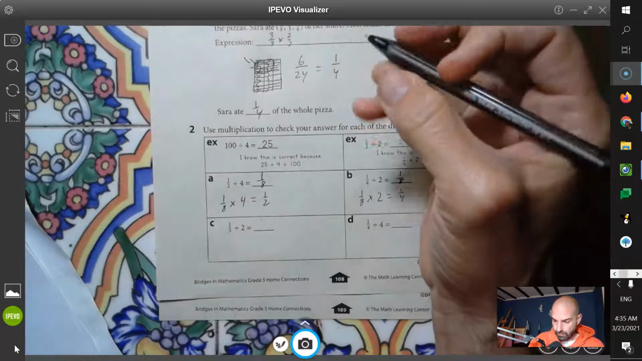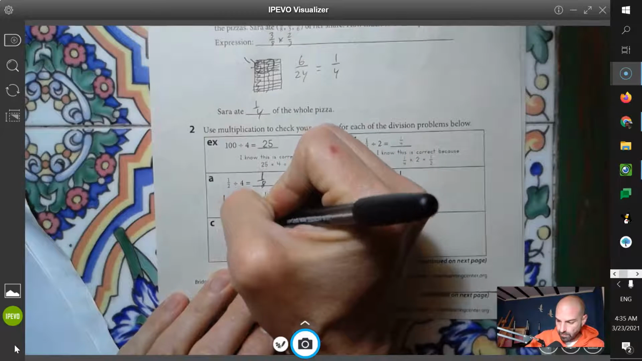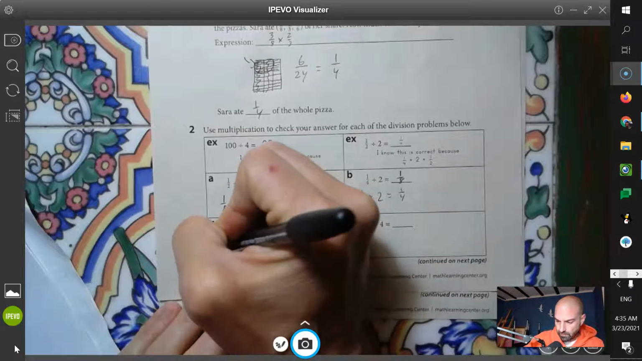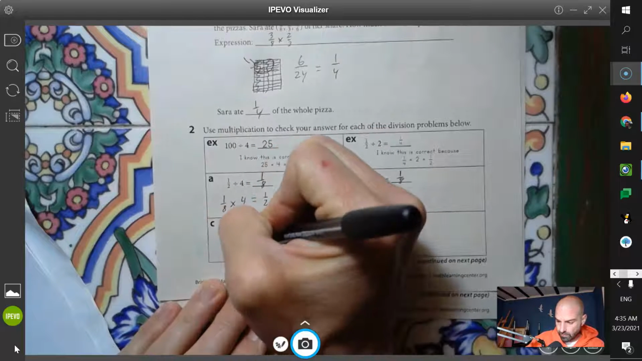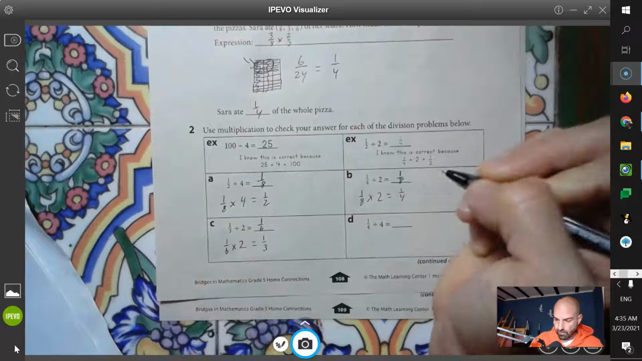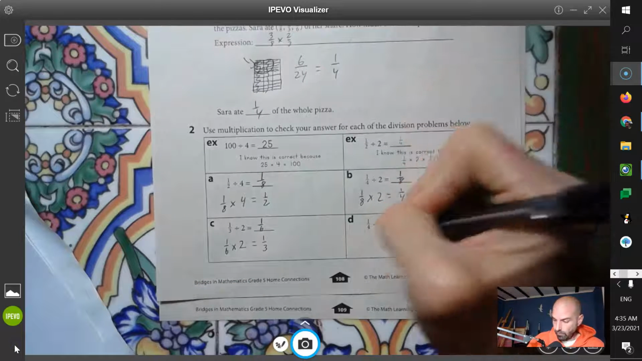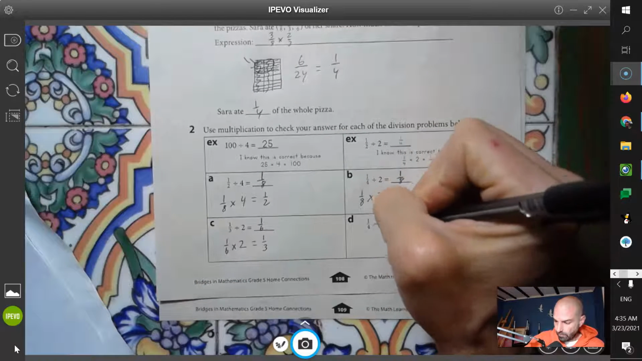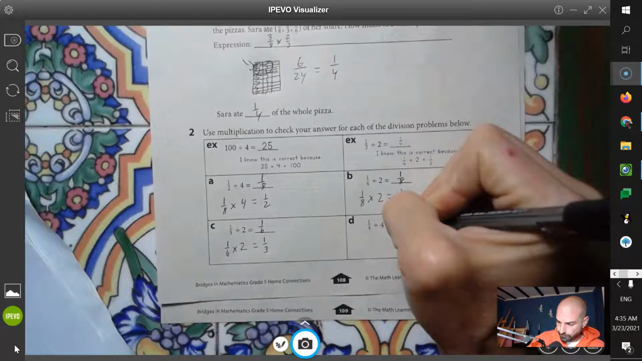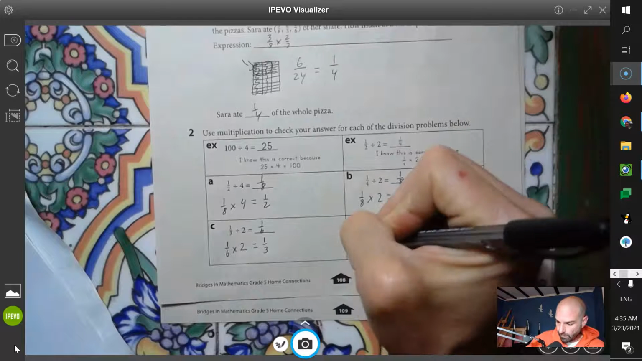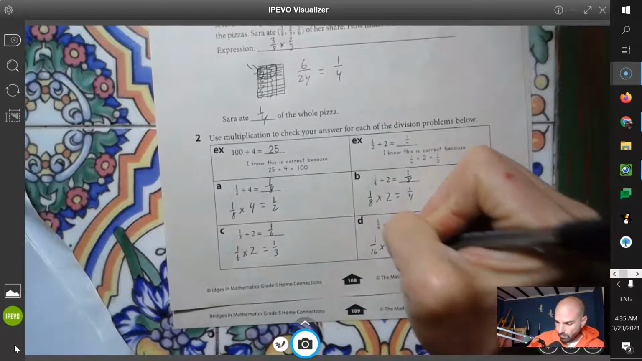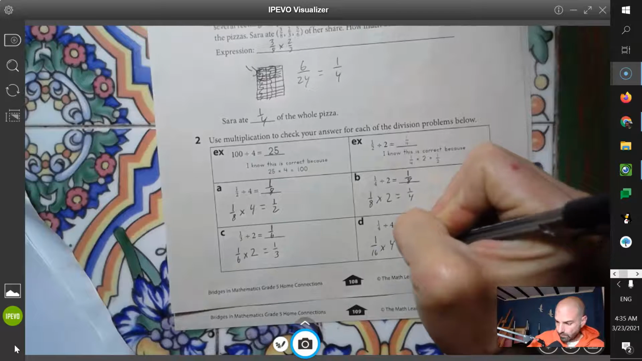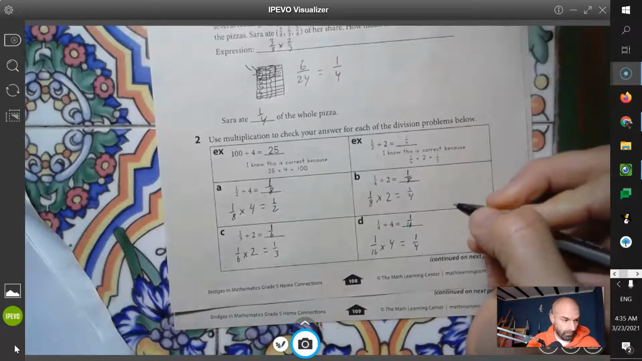1/3 divided by 2 is going to be 1/6, because 1/6 times 2 gives me 2/6, which is 1/3. And 1/4 divided by 4 is 1/16. I know that because 1/16 of 4 is equal to 1/4. It's equal to 4/16, which is equal to 1/4.